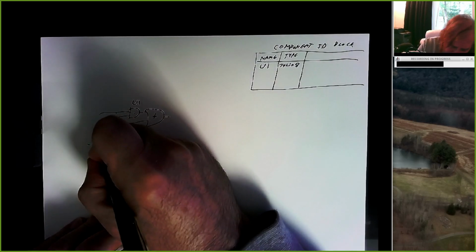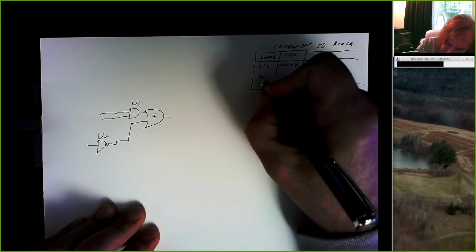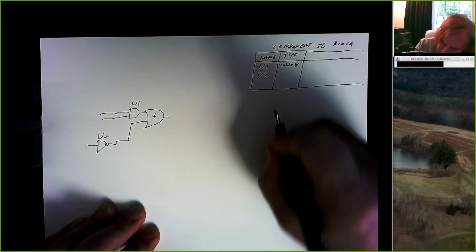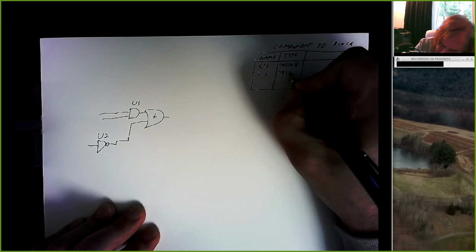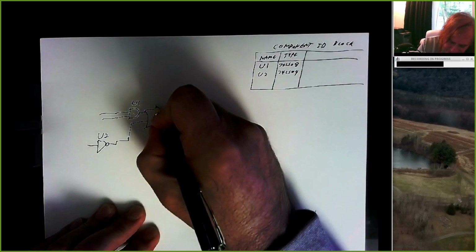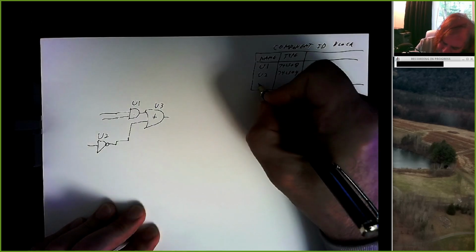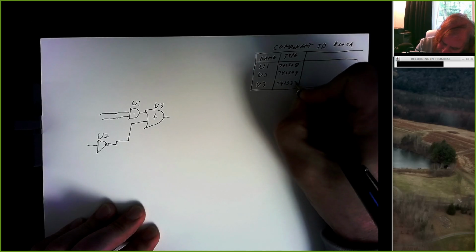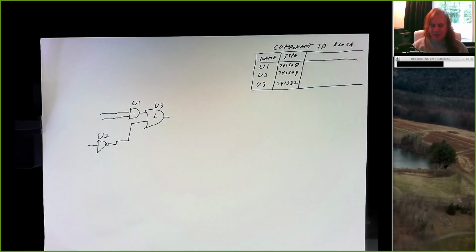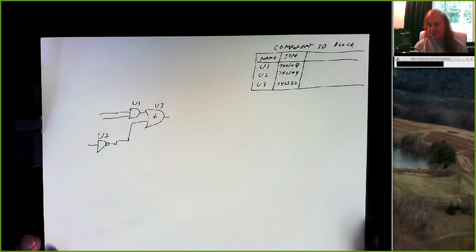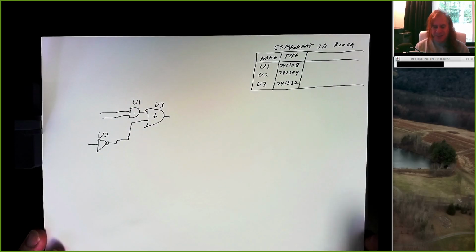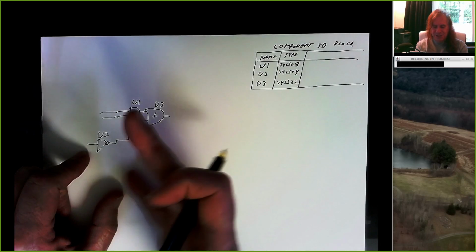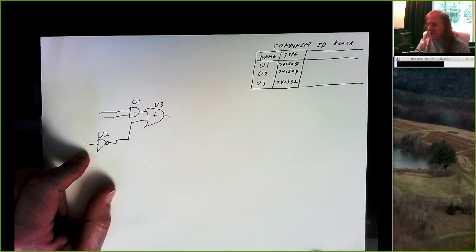And maybe U2 is going to be my inverter. So I'll put my name U2, and this is 74LS04. And maybe I'll have a U3, which is an OR gate. And that's a 74LS32. So my diagram is pretty uncluttered still, right? And I don't need these U's to understand the logic of this diagram.